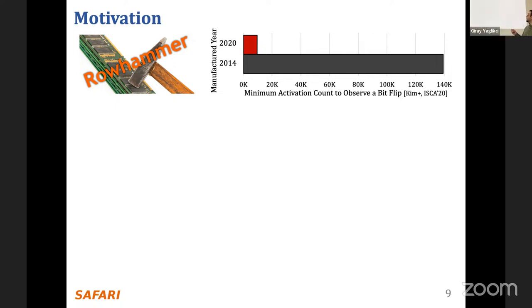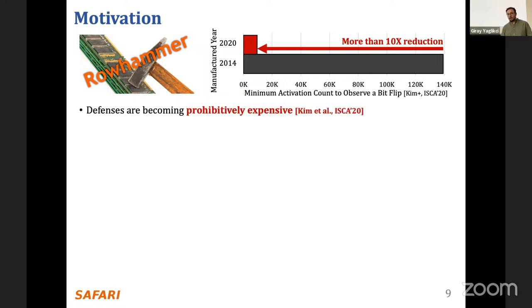So in less than a decade, from 2014 to 2020, this number reduced a lot. It's more than an order of magnitude reduction. And this is an old one, actually, because this paper is 2 years old. Nisa will show some more updated numbers as well. It's even less now. So defenses are becoming prohibitively expensive because now we can hammer rows in a short amount of time. You need to perform many mitigative actions, and they cost performance.